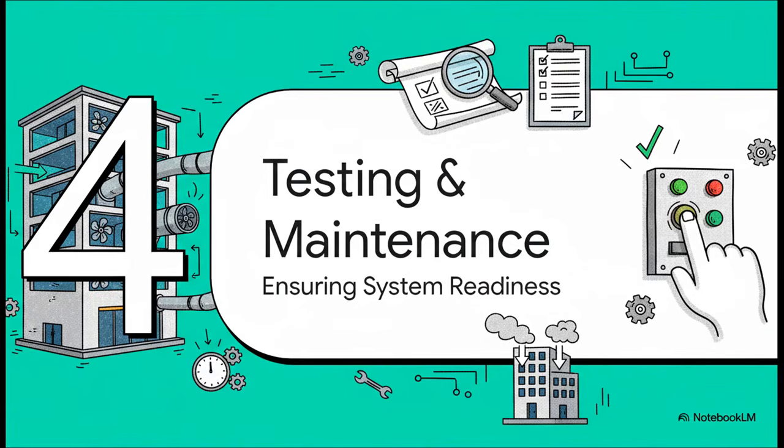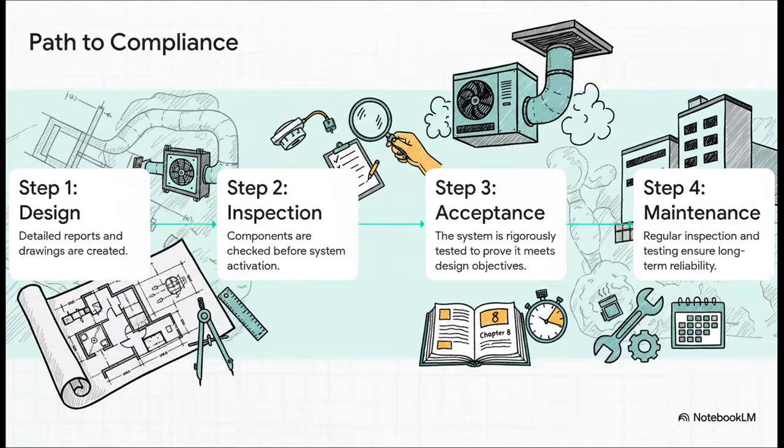Okay, an amazing design on paper is great, but it's useless if it doesn't work when it counts. That brings us to testing and maintenance, the processes that prove the system actually works in the real world. The path to a compliant, working system is a very clear sequence. It all starts with detailed design documents. Then come preliminary checks of the components. But the big one, the main event, is acceptance testing. That's where the entire installed system is put through its paces to prove it can do what it was designed to do. And it's not a one-and-done deal. Ongoing, periodic testing is required to make sure it stays reliable for the life of the building.